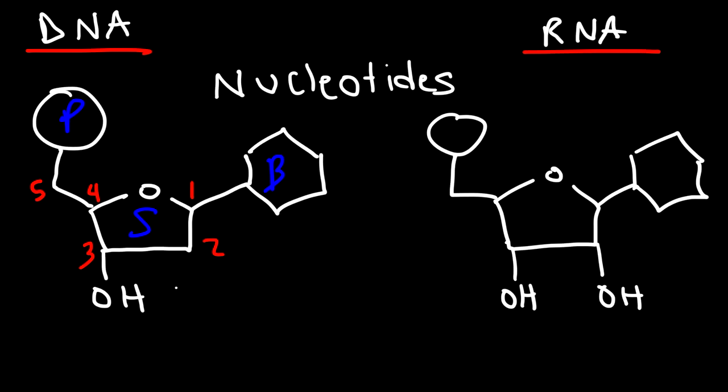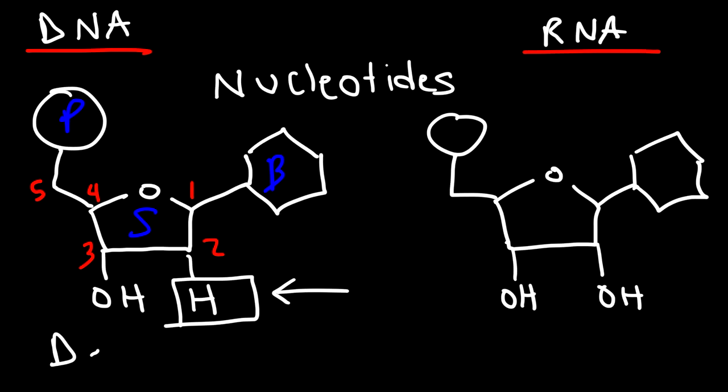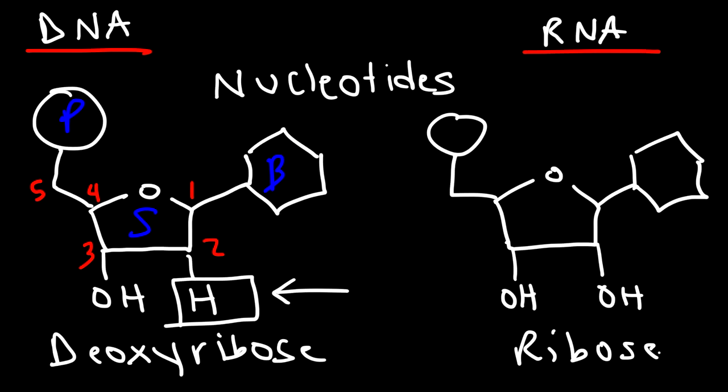So in DNA, notice that we don't have a hydroxyl group on carbon 2. And so that is why it's called deoxyribose. It's a deoxyribose sugar because it's lacking in oxygen. Whereas in RNA, you have a ribose sugar. That's why RNA is called ribonucleic acid, but DNA is called deoxyribonucleic acid. But besides that, they both have a phosphate group and a nitrogenous base.